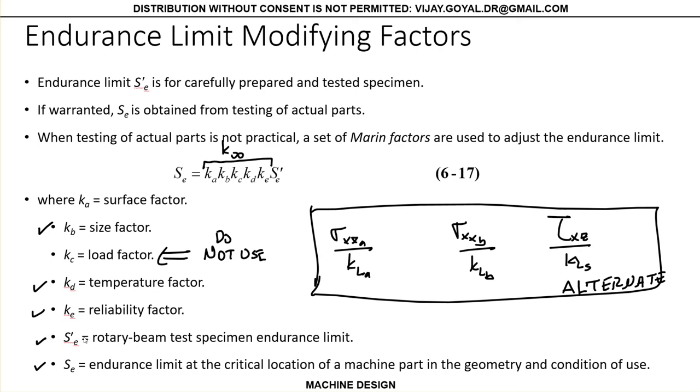Okay, so this is the endurance limit. This is what we find from testing. This is the correction, so we can reduce it. And basically what happens is when we do your testing, your test specimen is never the same as the original specimen.